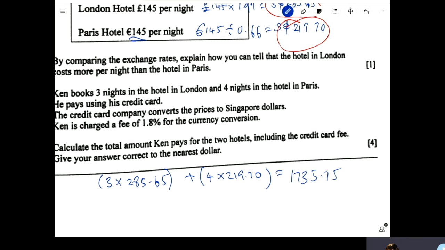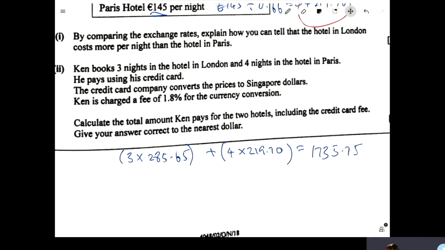Is that right? So that's the total. Haven't charged the currency conversion fee. So let's find the currency conversion fee. 1.8%. 1.8% is 1.8 over 100 times 1735.75. 1.8 over 100. So it's an additional $31.24.